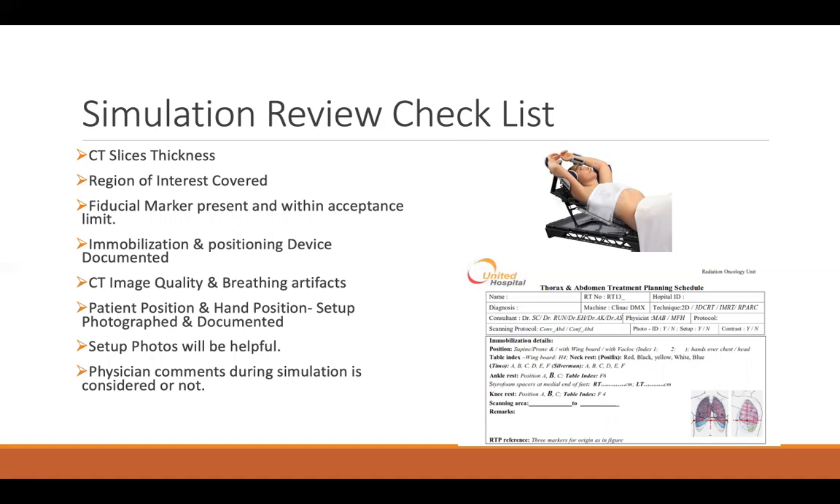Patient positioning and hand position, setup photograph and documentation. The setup photo will obviously be helpful and should be documented. Physicians' comments during the simulation are considered.